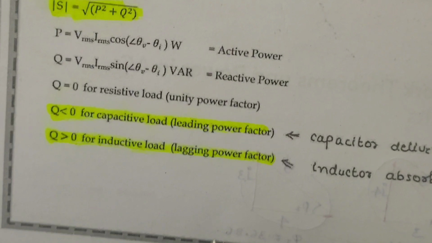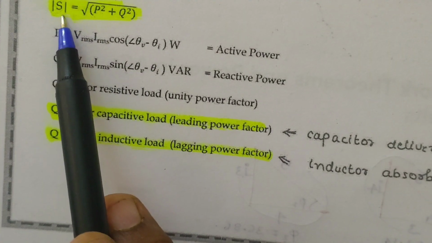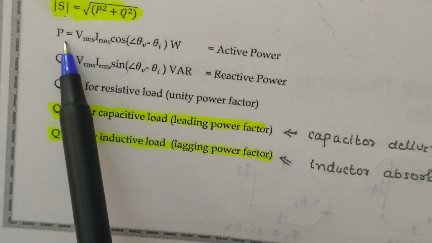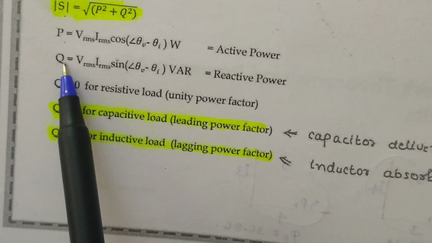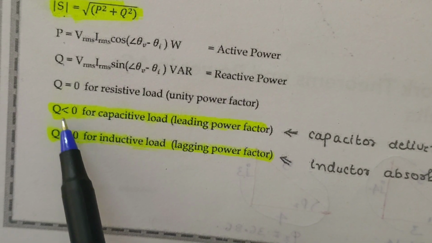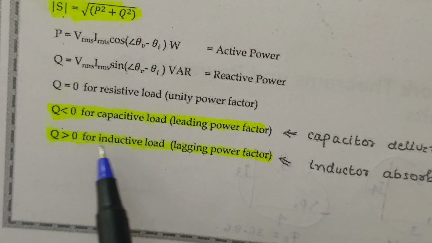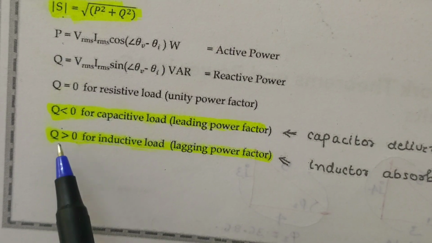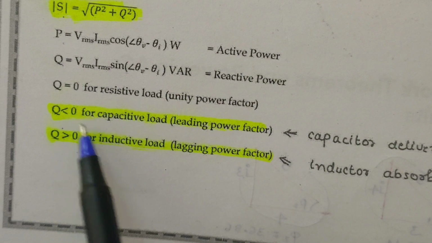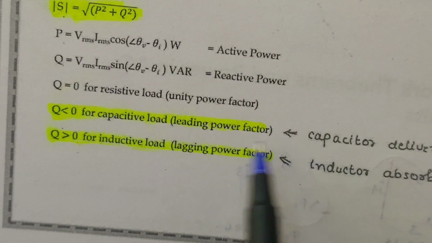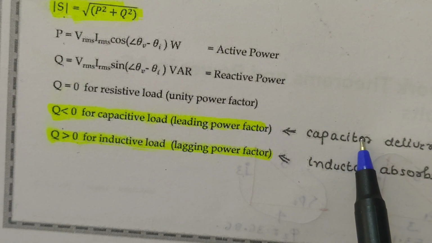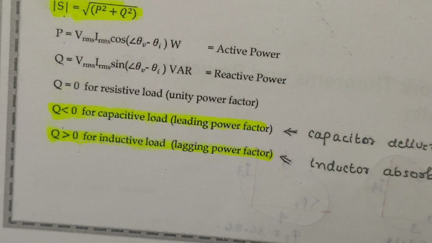These are some important formulas regarding network analysis. Apparent power is equal to under root of P square plus Q square, where P is the real power, the active power, and Q is the reactive power. Q is equal to 0 for a resistive load. Reactive power less than 0 is for a capacitive load, leading power factor. Reactive power greater than 0 is for an inductive load, lagging power factor. For leading power factor, if reactive power is less than 0, the capacitor delivers reactive power and the inductor absorbs reactive power.